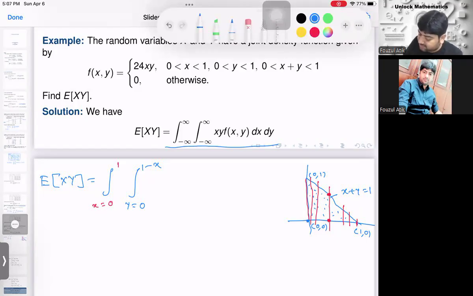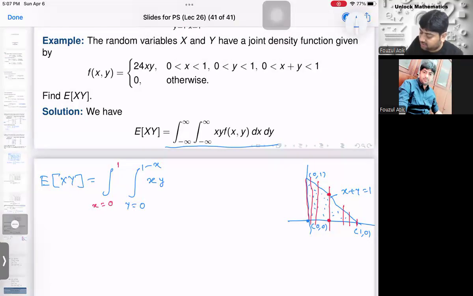So E of xy is, first of all, x into y, we have to put, into 24xy, that is the f(x,y) value. And we are doing integration for y first, so it is y first and then dx. Right? Now it is very easy. So first we'll keep x reserved, and we'll do the integration over y. So 24, I will take it out. x square also I am taking it out. And then the integration over 0 to 1 minus x, y square dy.